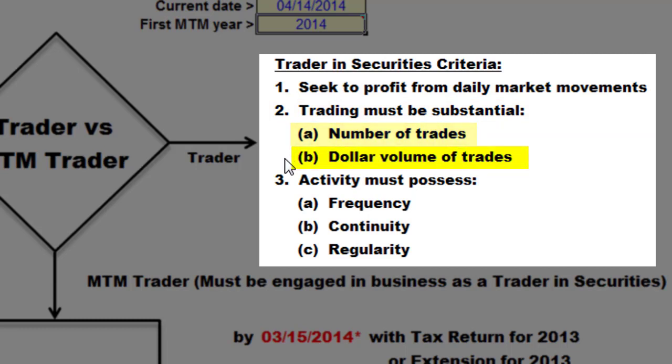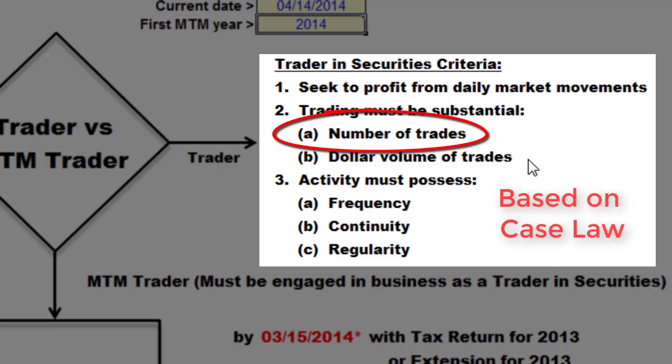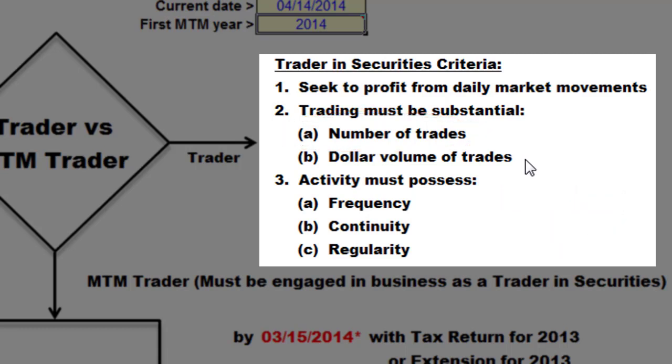Now I'll be quite frank with you, the IRS looks at number of trades. Because you can trade once a week and trade Apple, for instance, and that's a high dollar volume of trading. But it might not be that many trades, perhaps only 100 or so. So they're going to look at the number of trades primarily. Then your trading activity must be frequent, continuous, and regular.